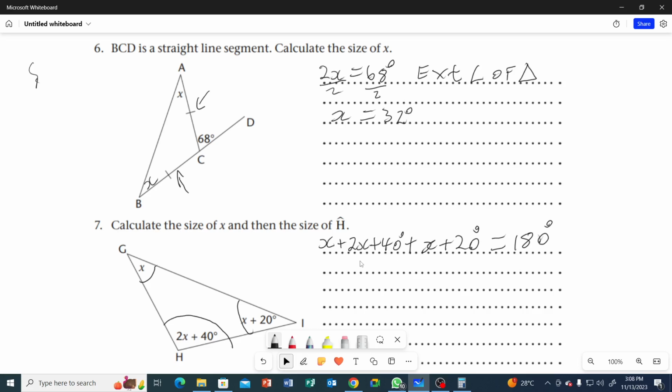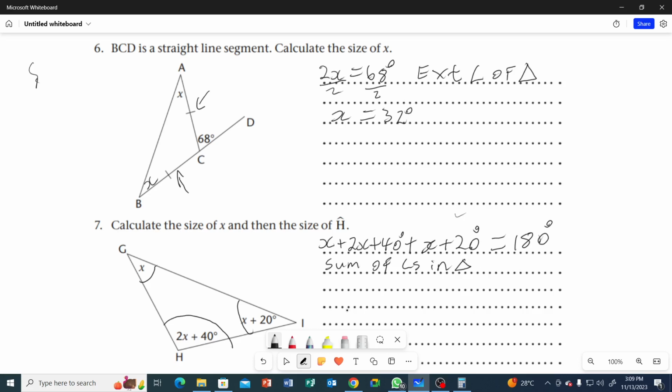There's no space, so I'm going to write it below here. The reason is sum of angles in a triangle. Sum of angles in a triangle. Now your statement and your reason over here.